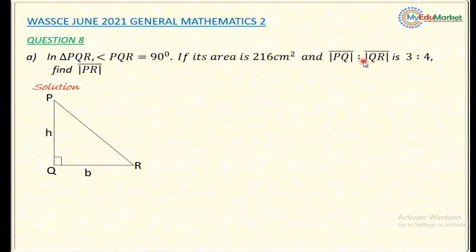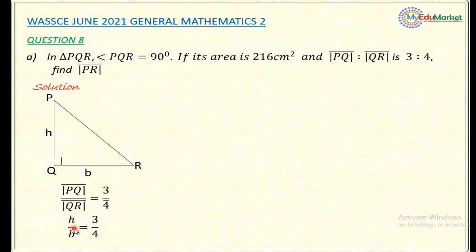So let me take the ratio now. The question says the ratio of the length PQ to that of the side QR is 3:4. So I'll now write PQ, the length, divided by the length QR equals 3/4. Then I'll substitute the letters I used to denote the lengths of those sides. PQ is denoted by letter H, while QR is denoted by letter B. So substituting them, I have H over B equals 3/4.